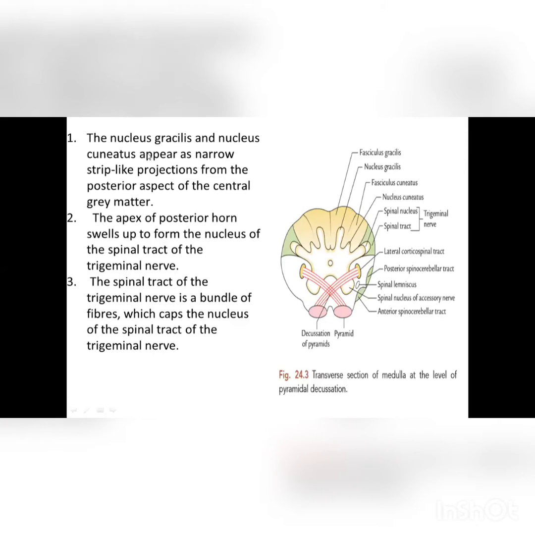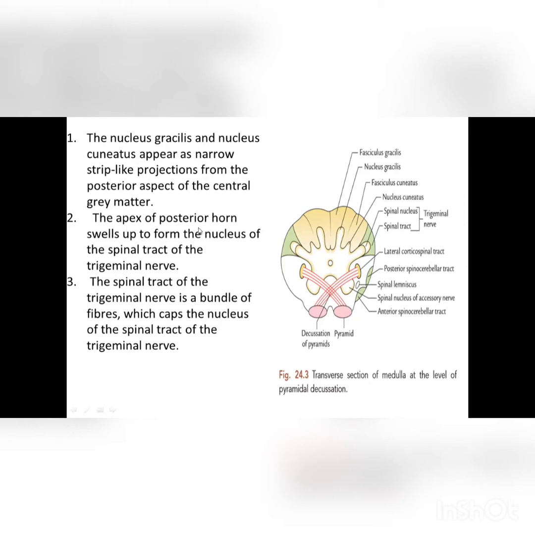So let us look at the transverse section of the medulla oblongata at the level of pyramidal decussation. This is also known as the great motor decussation. What are the important features that we can observe at this level? The nucleus gracilis and nucleus cuneatus. They appear as narrow strip-like projections from the posterior aspect of the central gray matter.